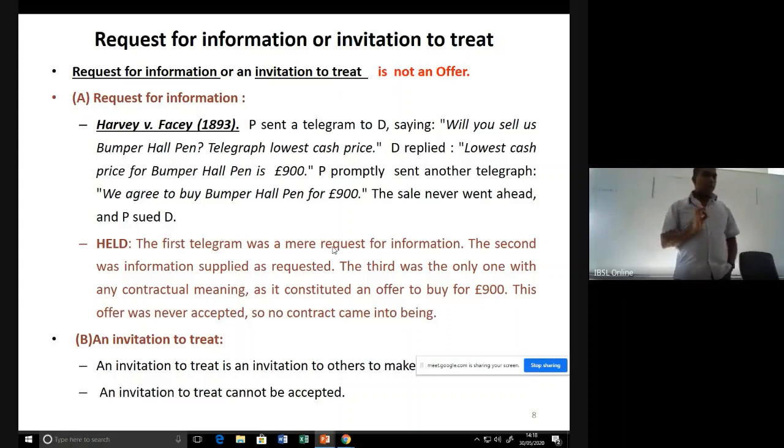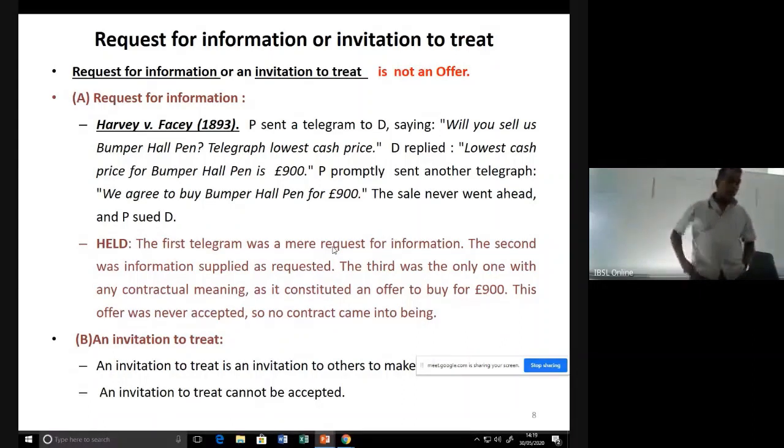The lowest cash price for the bumper hole pen is 900 pounds. So he said, right, the lowest price is 900. So that means he is willing to sell and his price is 900. What is that? I have requested information and he has provided the information to me. Right? That is the information provided by the other party to me. Is it an offer? It's not an offer.